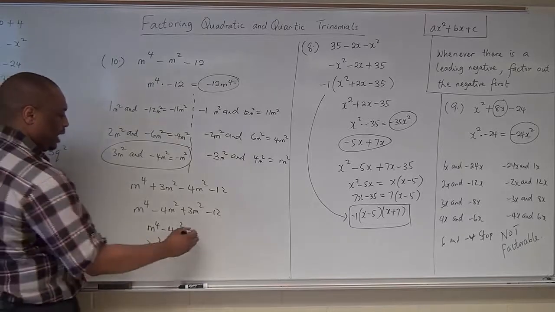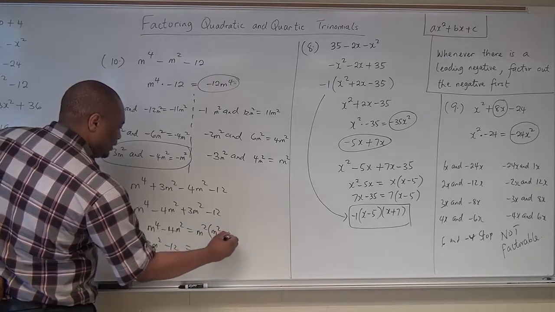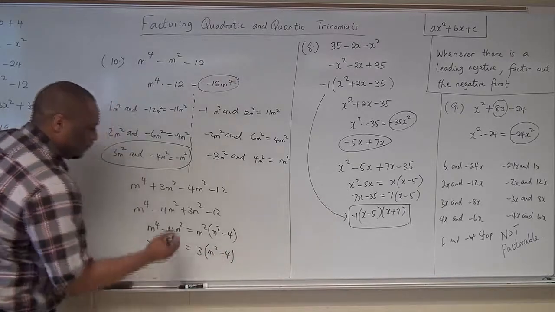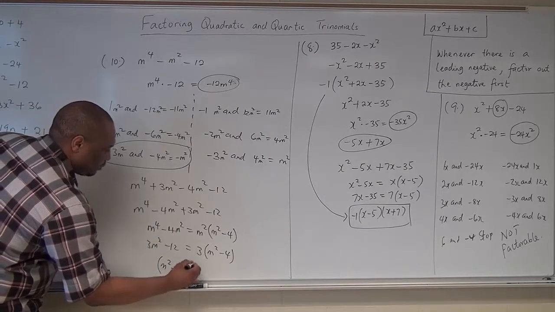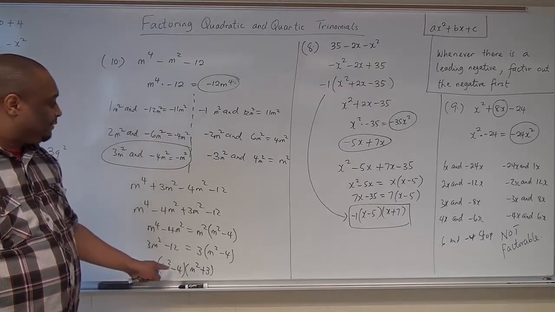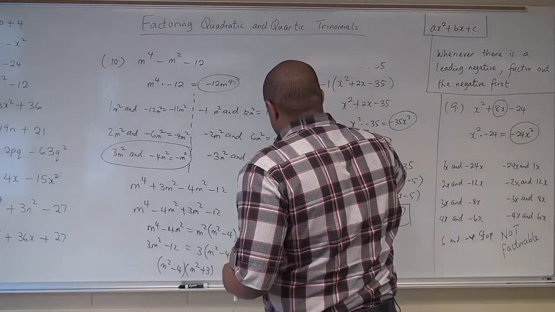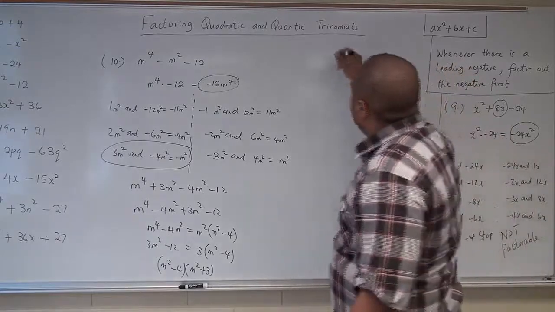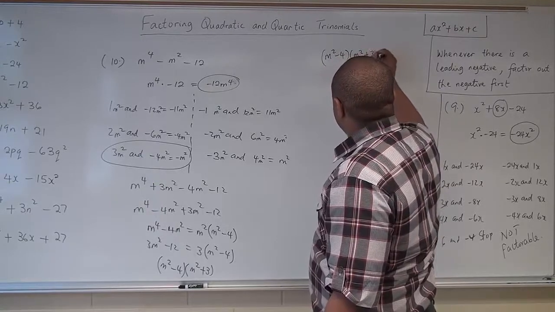So m squared is common. We have m squared minus 4. And here we have 3, m squared minus 4. So we now have m squared minus 4 times m squared plus 3. Okay, we have not finished factoring here. We still have to do something. If you look at it, this question requires us to do some more work. M squared minus 4, then m squared plus 3.